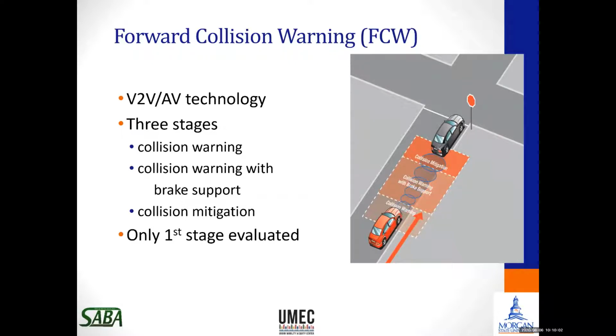Then we have forward collision warning, which could be a V2V or AV technology to warn the driver of an impending collision with a vehicle or object that is directly in its path. There are 3 stages of the collision warning: just the warning, warning with brake support, or collision mitigation. But because of limitations that we had, we did only the first stage. We are only giving a warning. We don't do any intervention.